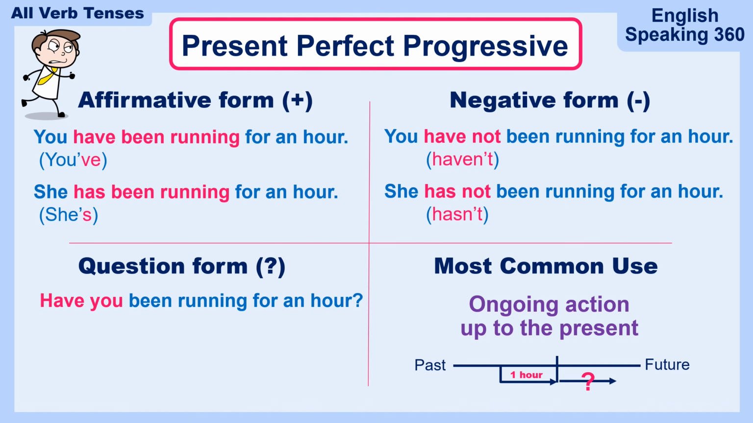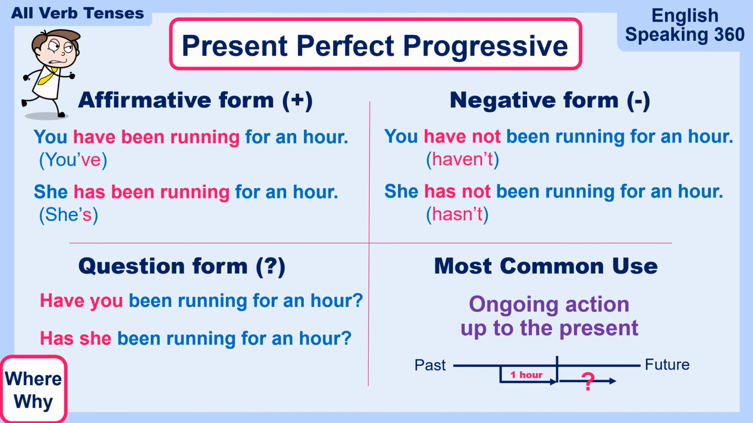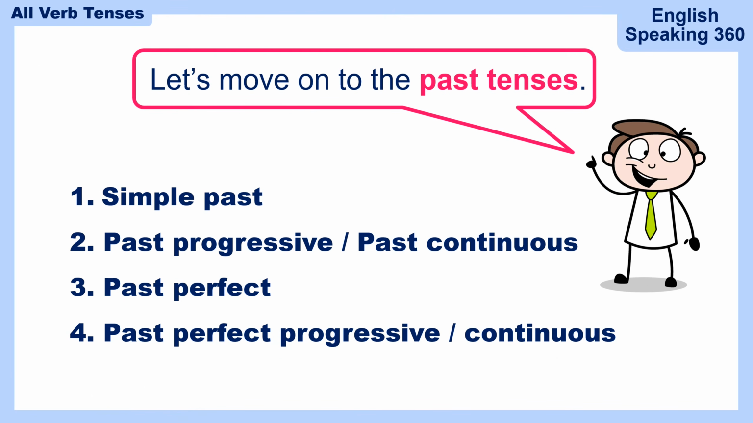Can you guess the question form? Has she been running for an hour? That would be a perfect question. Of course, you could say, where have you been running for an hour? Or, why has she been running for an hour? The negative question is also possible. Haven't you been running for an hour? I'm surprised that you haven't been running for an hour. We're doing very well here, guys.